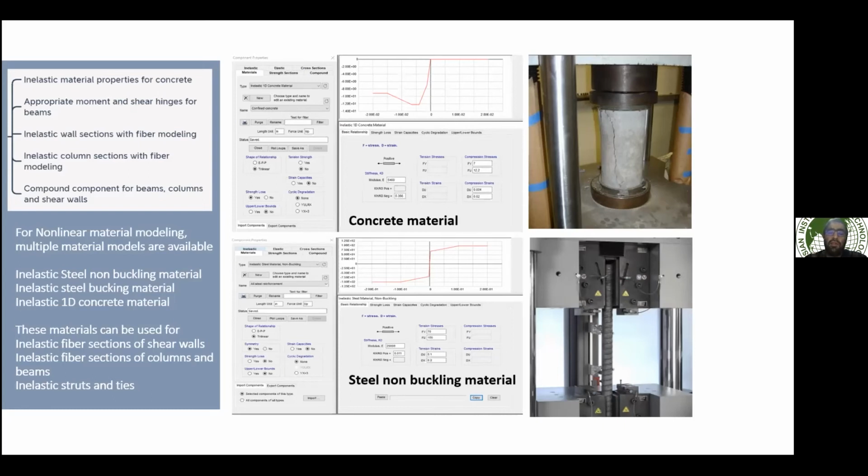You can see here in the pictures that there are two stress-strain relationships, one for concrete, one for rebar. The rebar shown here is a non-buckling rebar, but you can have a buckling rebar as well. And then you can have different stress-strain relationships for confined and unconfined concrete.